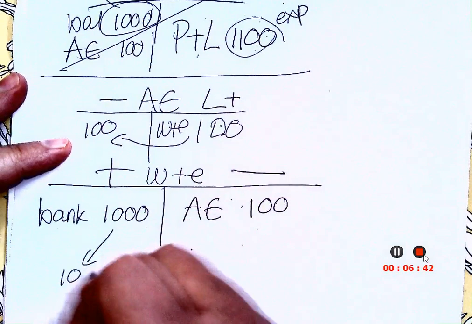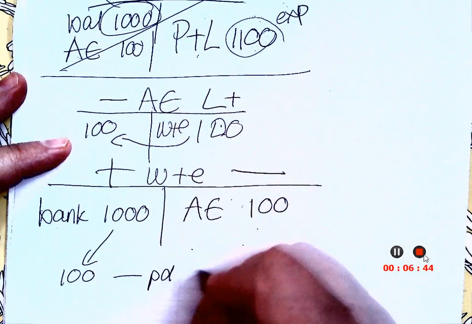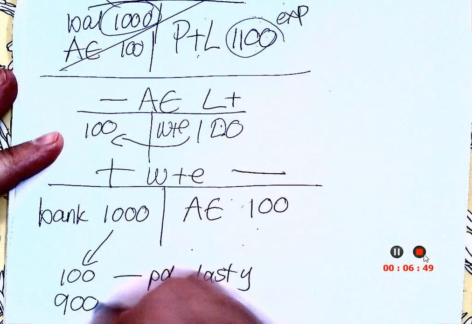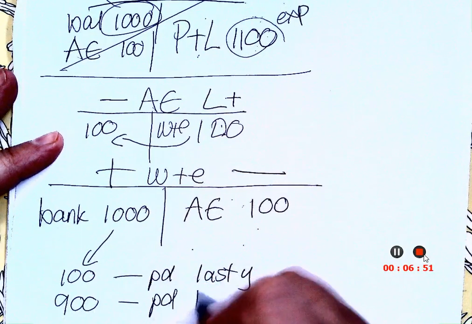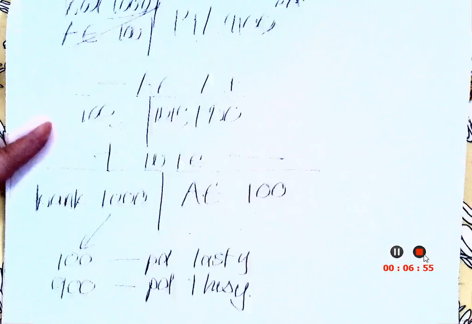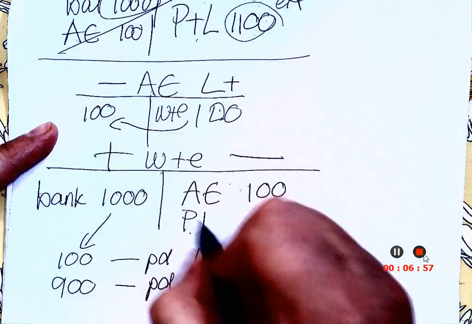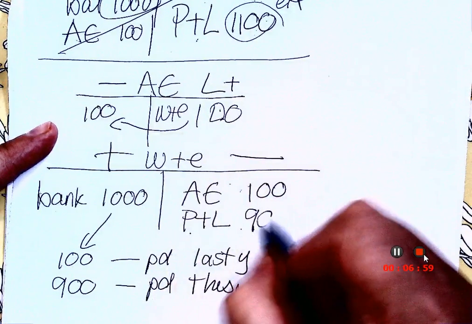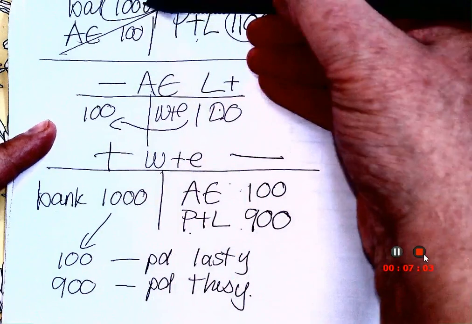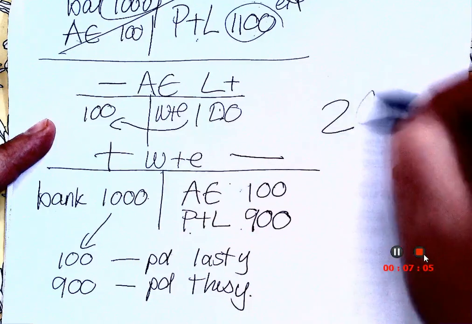100 Rand I paid for last year. 900 Rand I paid for this year. Now let's say I didn't have another accrued expense, then it means my profit and loss for this year is only 900. Can you see I paid 1,000 and 1,000. I paid in total 2,000.